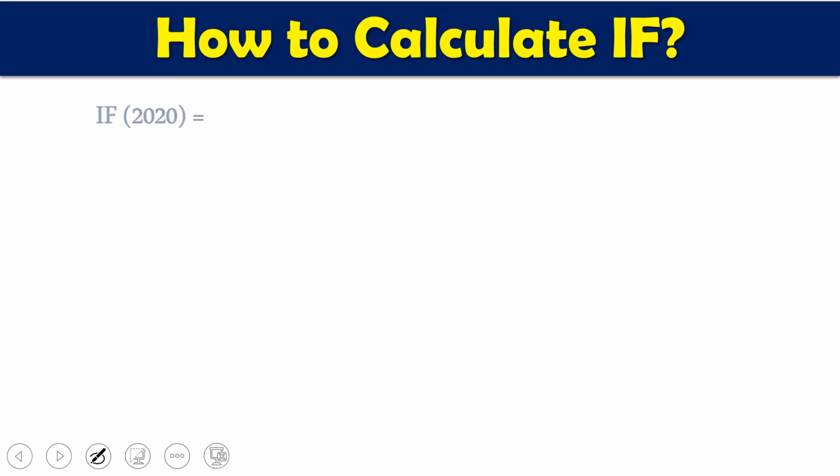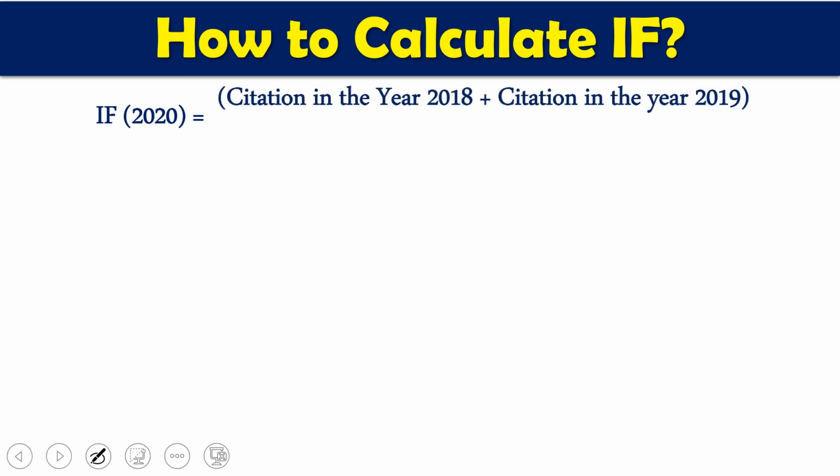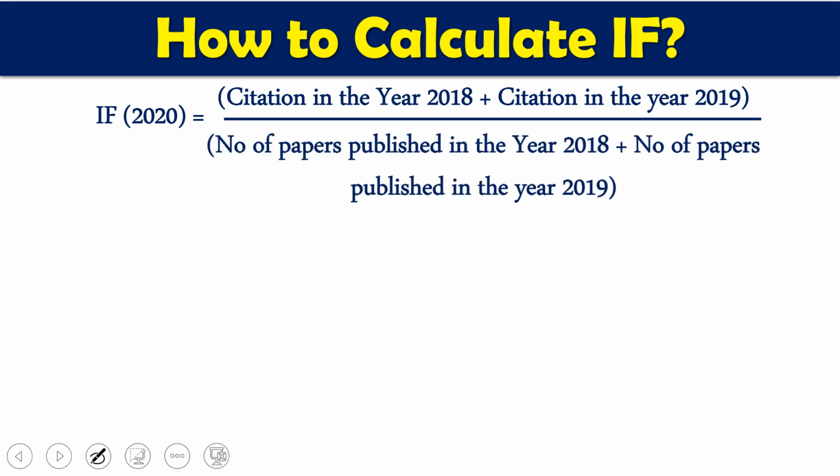So for the formula, for example, if I'm going to calculate the impact factor for any journal in 2020, we take the citations of all the citable articles published in that particular journal in the previous 2 years. So the citations in the year 2018 and 2019 will be divided by the number of papers published in 2018 and the number of papers published in 2019. That will give me the impact factor for 2020.